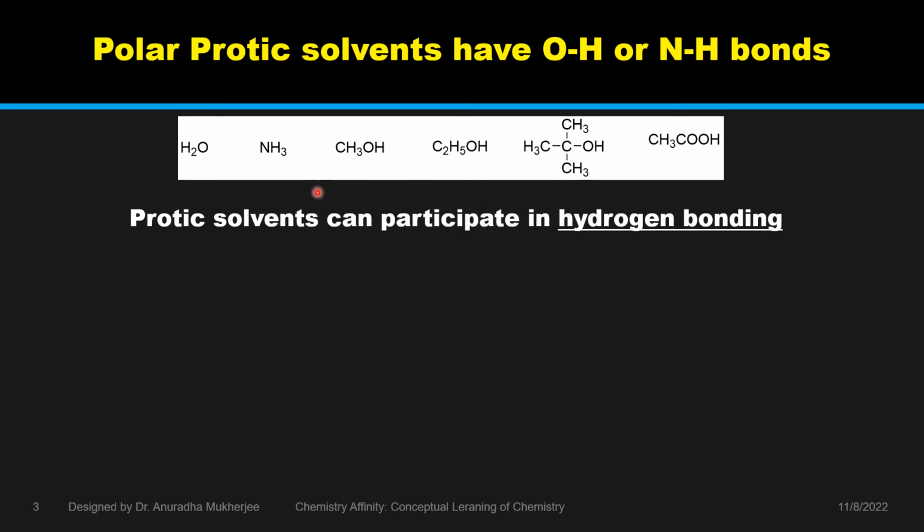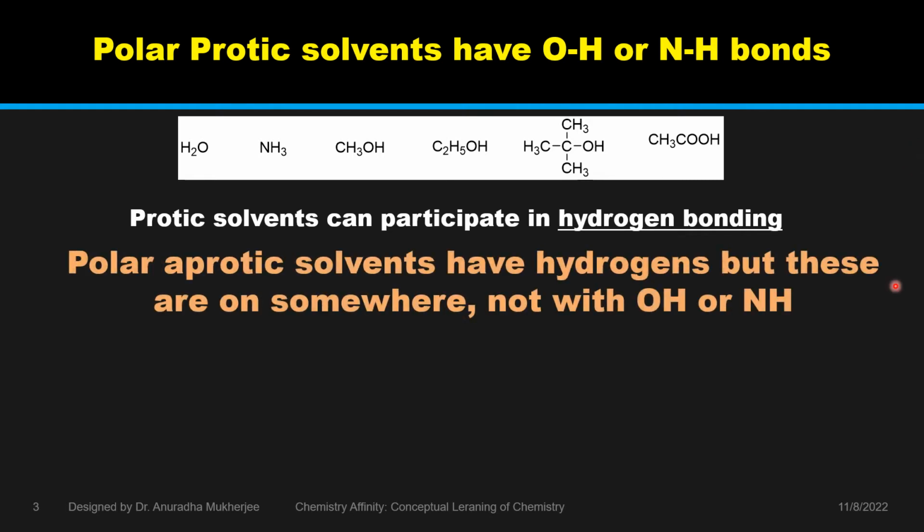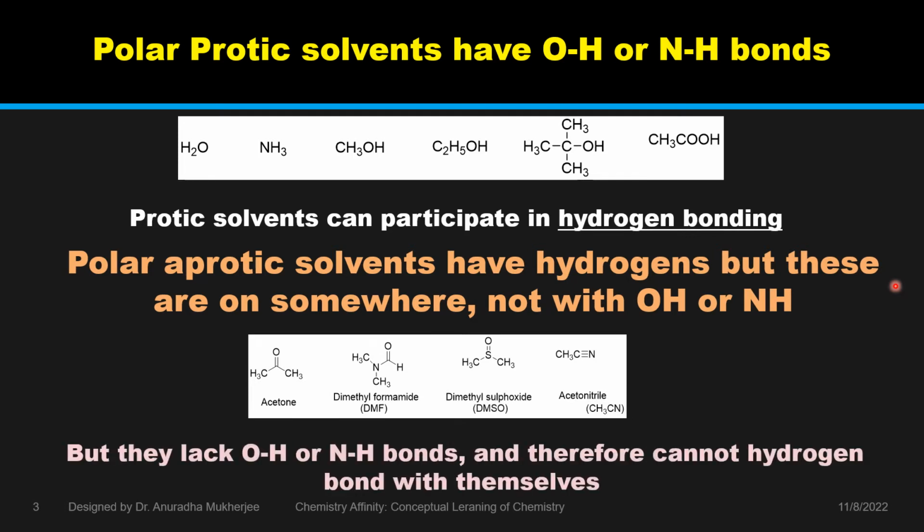Polar protic solvents are like water, ammonia, methanol, ethanol. These solvents have OH or NH bonds, and that's why they can participate in hydrogen bonding. Polar aprotic solvents have hydrogens, but these hydrogens are somewhere else. They are not with OH or NH, and that's why they cannot make hydrogen bonds with others. Examples of polar aprotic solvents are acetone, dimethyl formamide, dimethyl sulfoxide, acetonitrile.